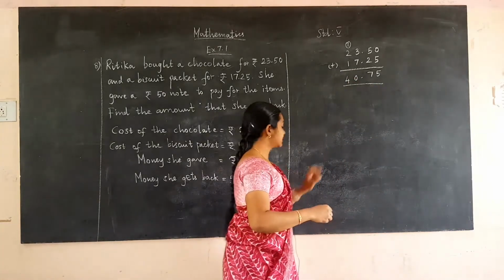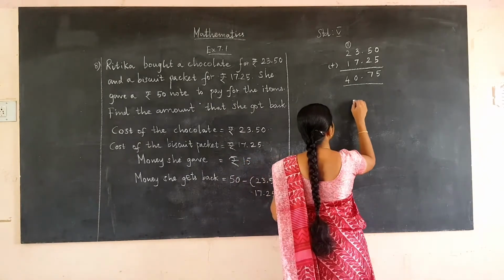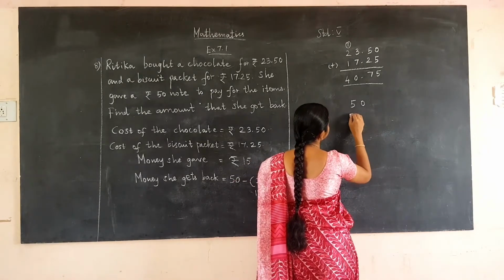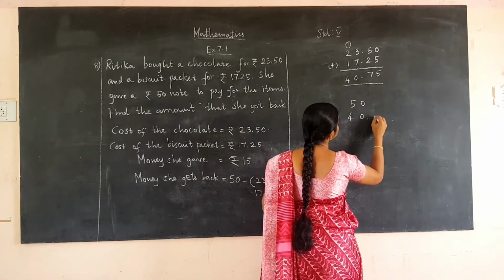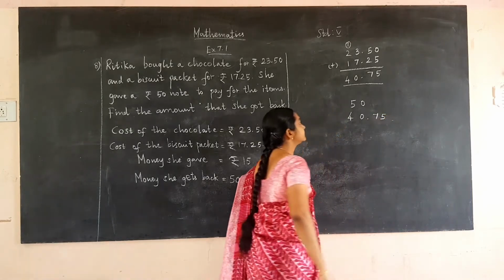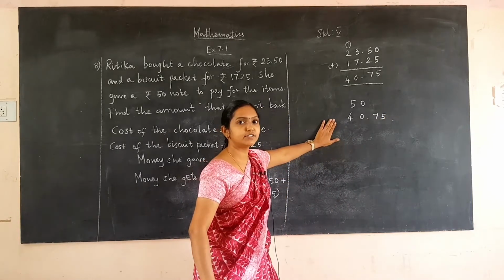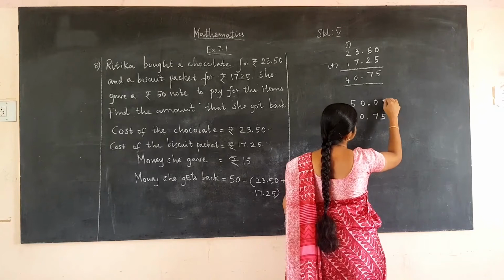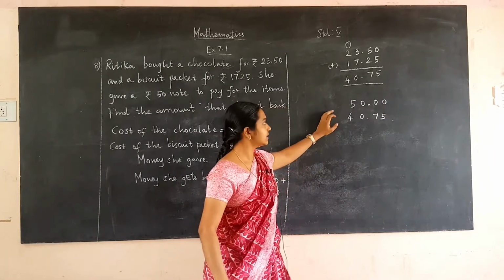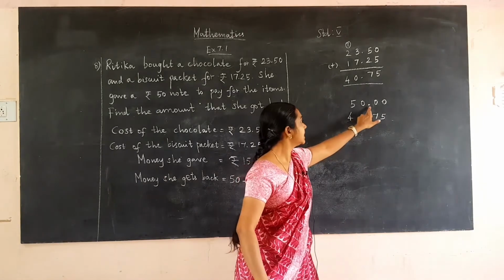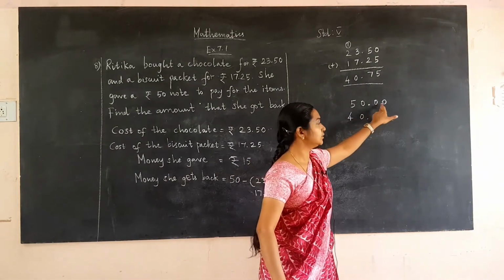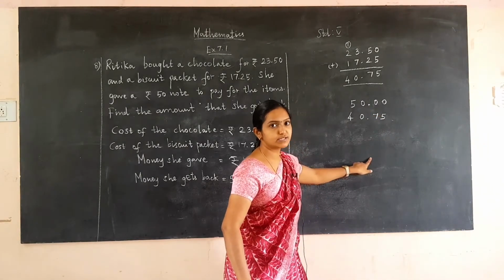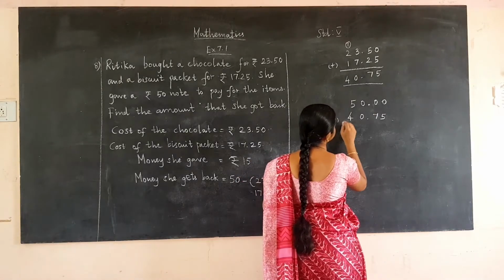With this value we are going to subtract from 50. .75. They are unlike decimals, so we are going to convert them into like decimals. So we have to keep a decimal point here and put 2 zeros here. 50 is converted as a decimal number by keeping a decimal point, and we have to add 2 zeros. We have to write such that the decimal point lies on a straight line. Now we can subtract them.